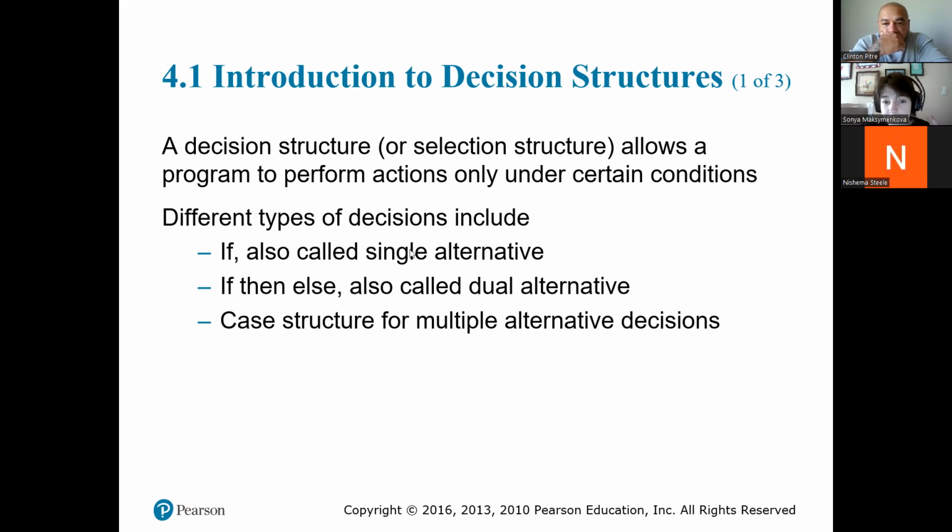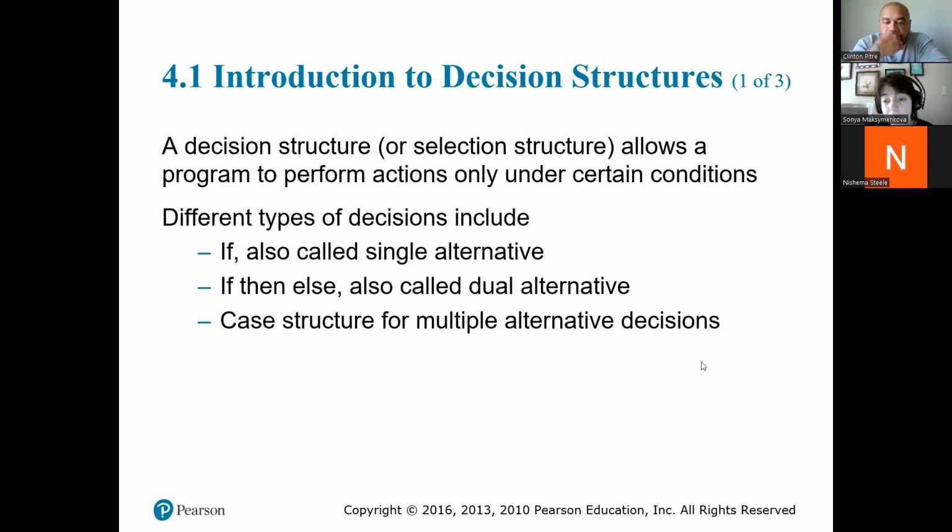We have three different types of those decisions. The first one is a simple single alternative decision. What that means is we will only have one condition, and if that condition is true, then some action will be made. If it's not true, then that code will just be skipped. Then we have a dual alternative, which means we have one condition and two alternatives. If that condition is true, some code will execute, and if it's not true, some different code will execute.